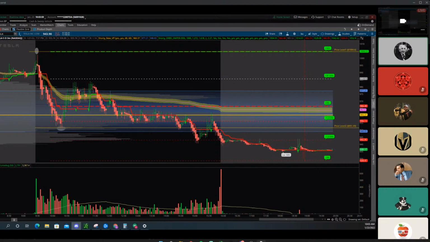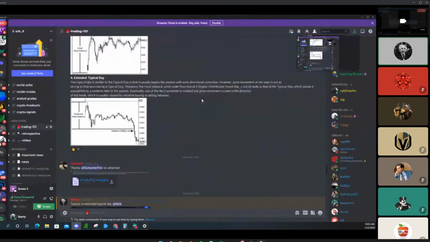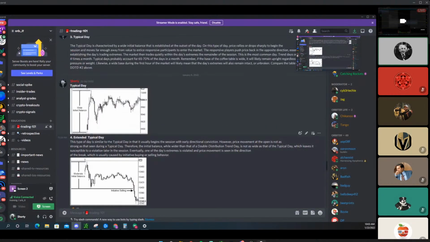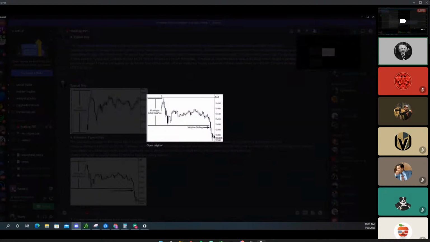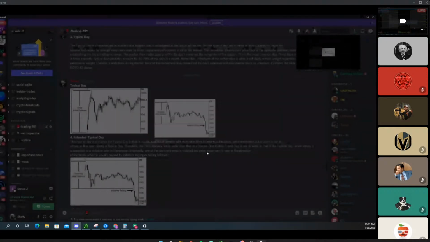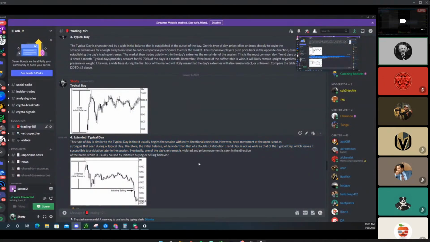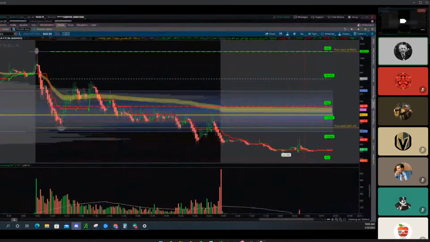Let me move this over just so you guys have the visual while I'm doing this. If you look at the extended typical day and you look at the picture, the opening is not as wide as a typical day, but eventually one side is going to win, whether it's bears or bulls, and it's going to break the line and then continue down. So that's the extended typical day. As soon as you can recognize the type of day that we have, it makes it easier for you to trade and know what direction and what you're waiting for.